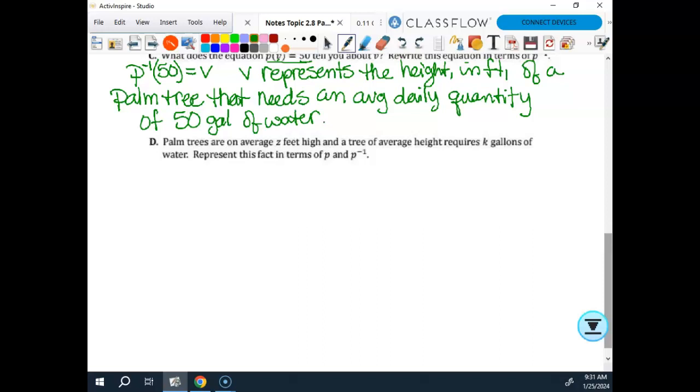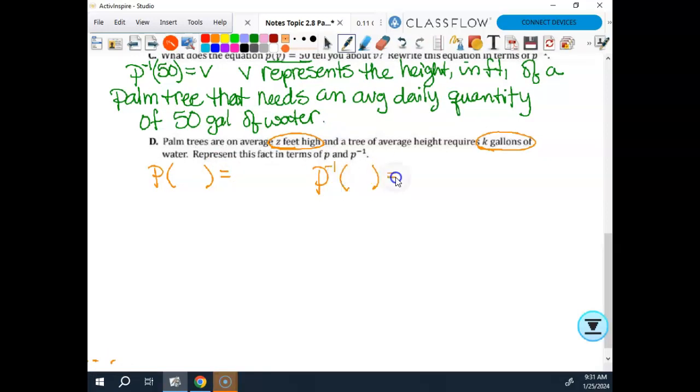Okay, so let's look at D. It says palm trees are an average of Z feet high, and a tree of average height requires K gallons of water. Represent this fact in terms of P and P inverse. So we're going to need P of something equals something, and P inverse of something equals something. Okay, so let's figure out what those somethings are.